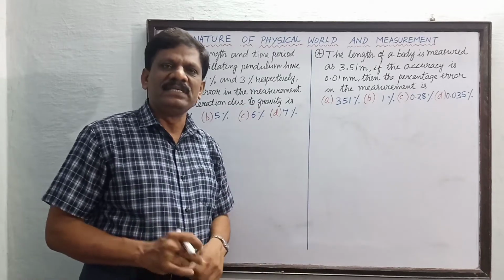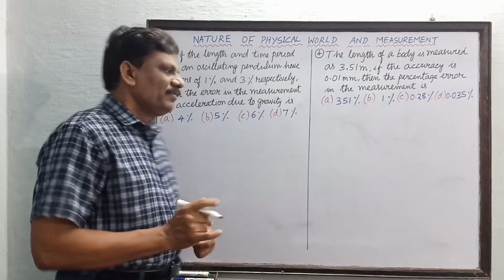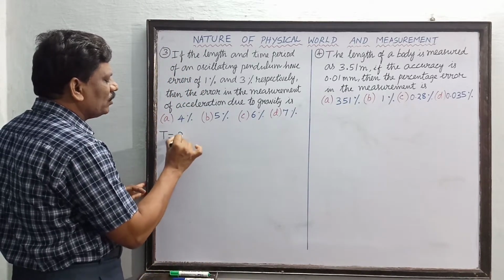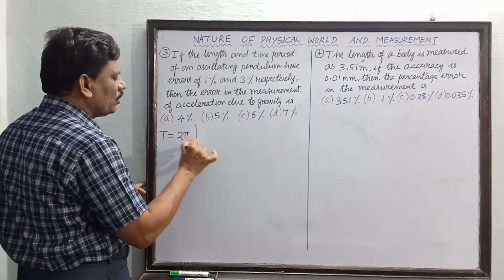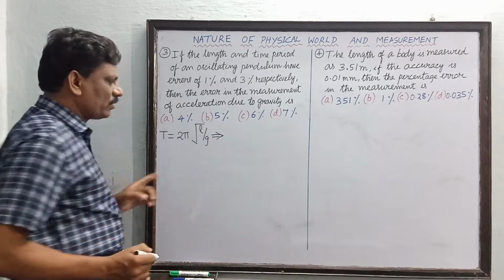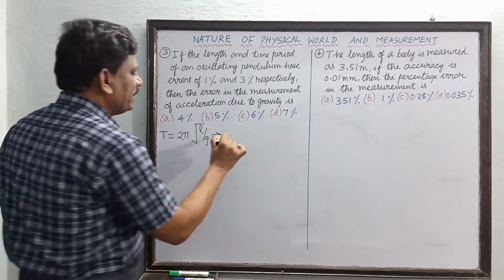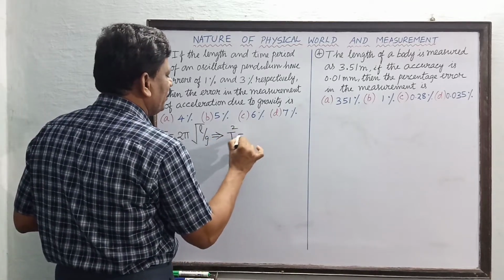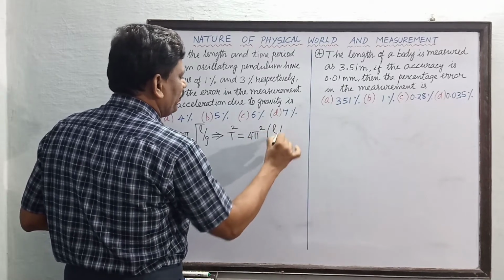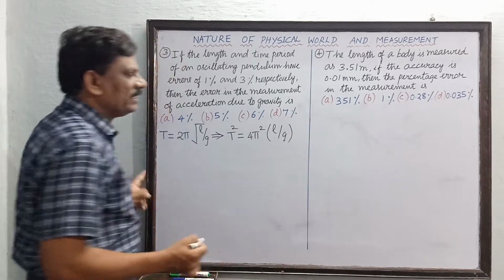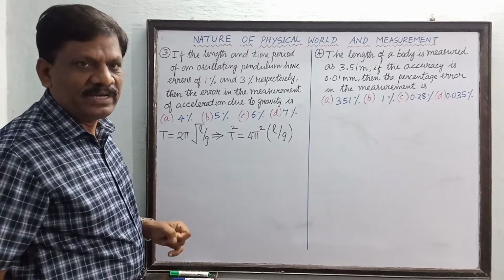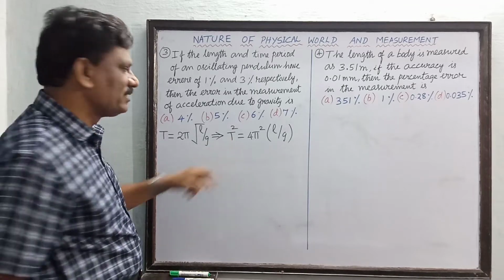So first of all, using a simple pendulum, we have studied that the period of oscillation is equal to 2 pi into square root of L by G. So if you square on both sides, T square will be equal to 4 pi square into L by G, where G is the acceleration due to gravity, L is the length of the string of the pendulum, and T is the period of oscillation.